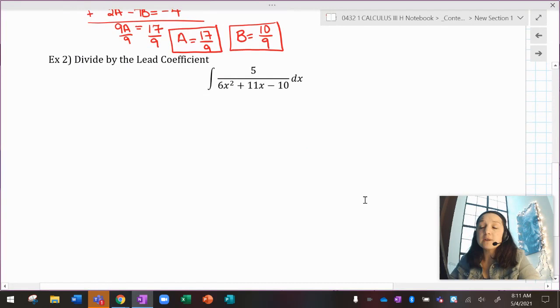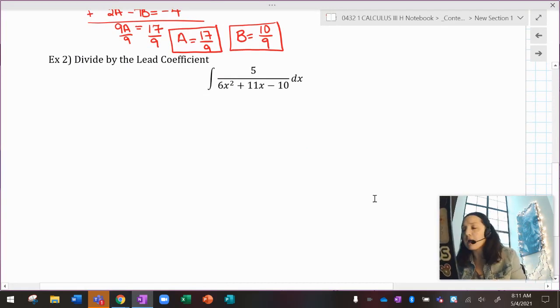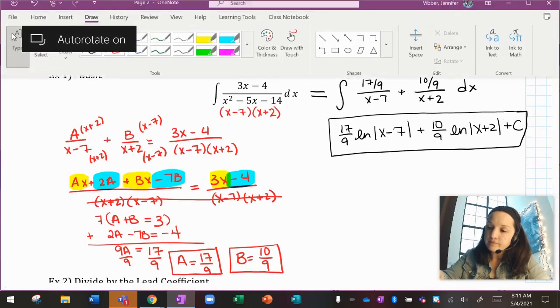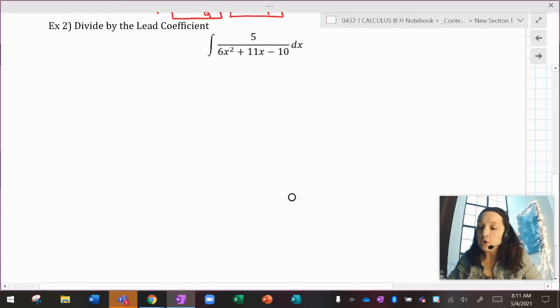Okay, so now in example 2, slightly more complex, but not in a scary way. We're going to do the same thing, but this time you have to remember to divide by a lead coefficient. Let's do it. All right. So I have 5 over 6x squared plus 11x minus 10. So this is going to be probably 3x and 2x. I need to get 11 here. And so 10 is going to be 5 times 2. Plus 5 will give me 15. Minus 2 would give me minus 4.